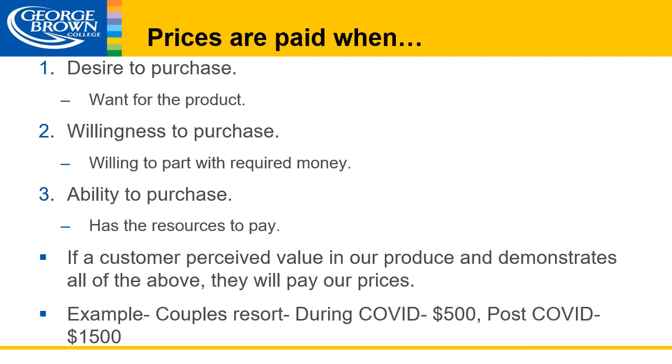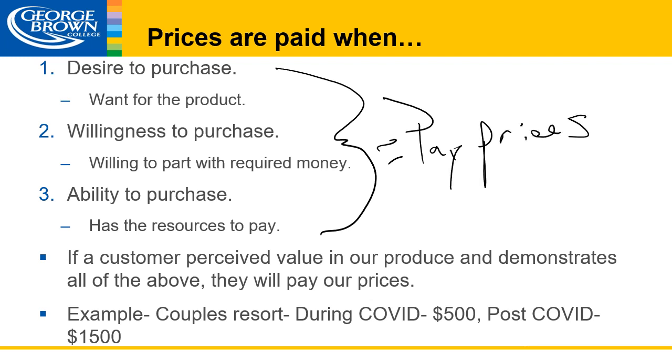And lastly, they must also have the ability to purchase the product. So they have to have the money. It's different from willing to purchase, because willing to purchase is willing to part with a certain amount of money, whereas ability to purchase is having that amount of money. If customers demonstrate all three, they pay prices. If you do not exhibit one of these three things, you will not pay the prices.